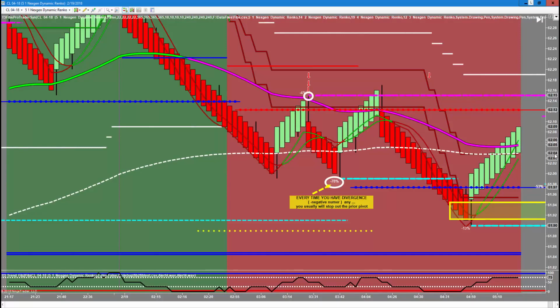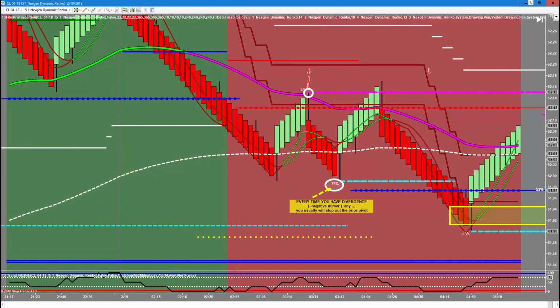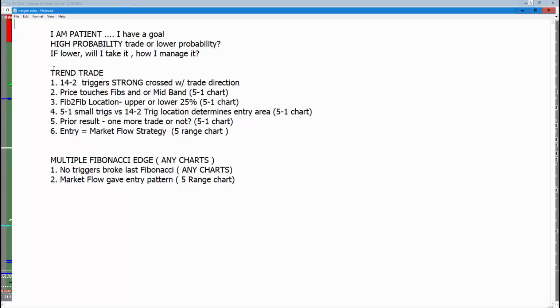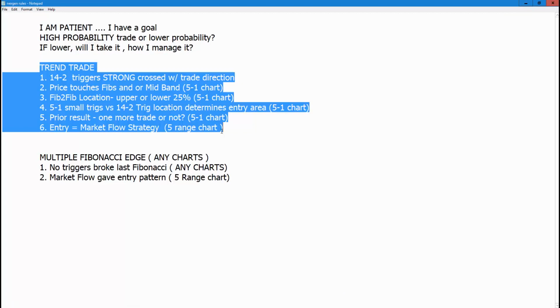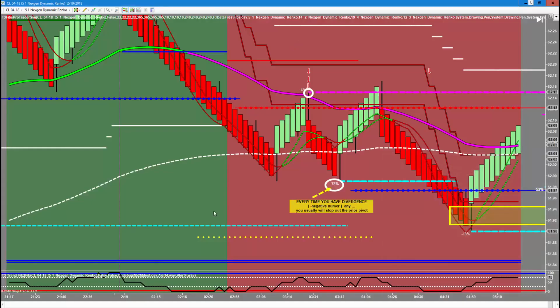So again, I want you guys to think, when you guys are going back and studying your trades, right? Your trend trade rules are pretty simple. So I'm going to just copy paste them onto the chart here so we can look at them together. Your 14-2 triggers are strong and crossed in the trade direction. Well, that's represented by the background, and you can see the red triggers right here? That pretty much gives you free rein to go short with the triggers crossed down that strong.